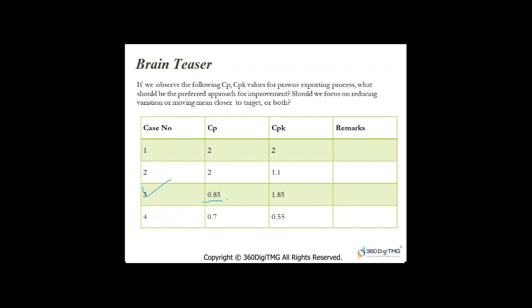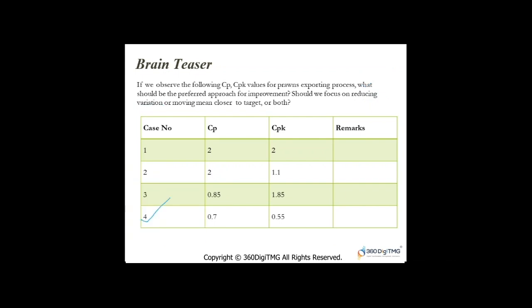CP value is 0.85, which is less than 1.66. Hence, you have to focus on reducing the variation. Look into CPK, which is 1.85. This value is greater than 1.33. That's the thumb rule, right? Hence, it's a good situation. You need not move the mean closer to the target. You just need to focus on reducing the variation for case 3.